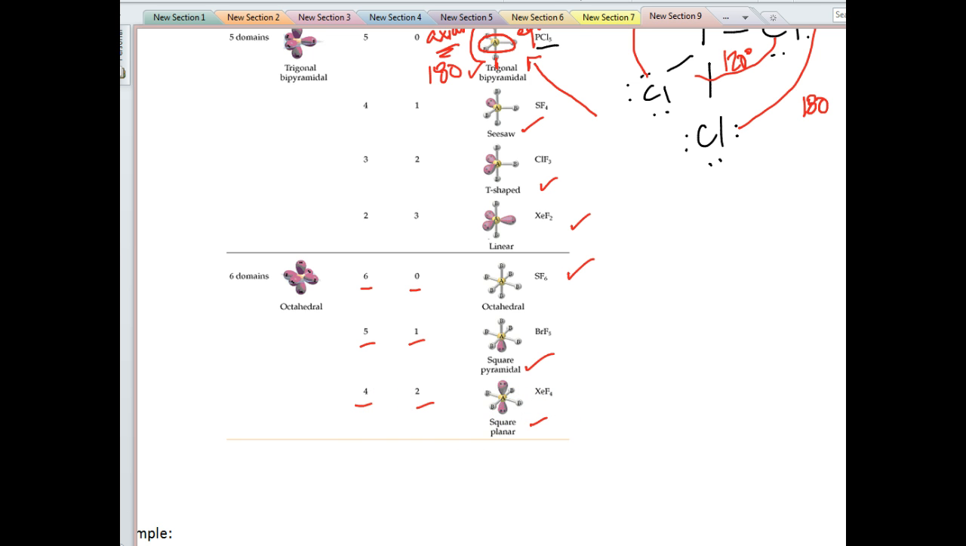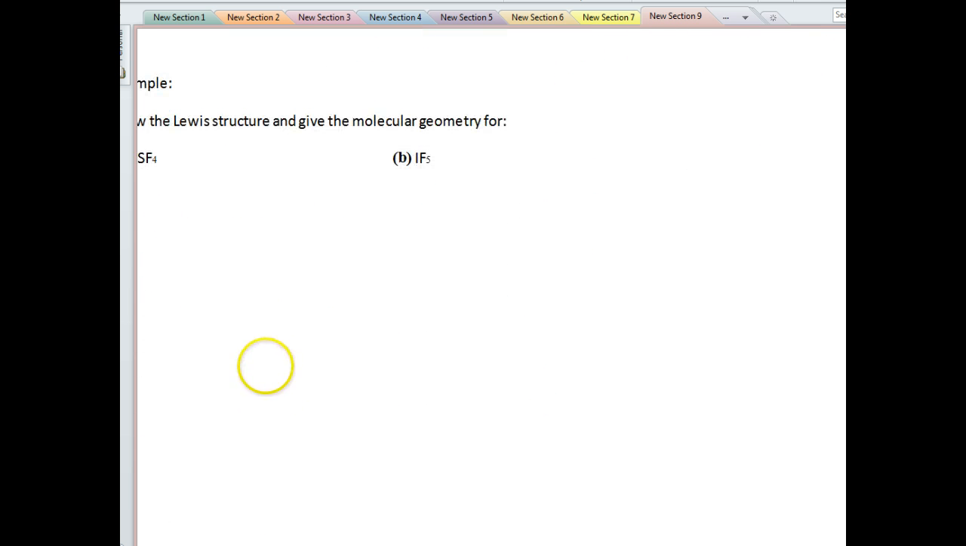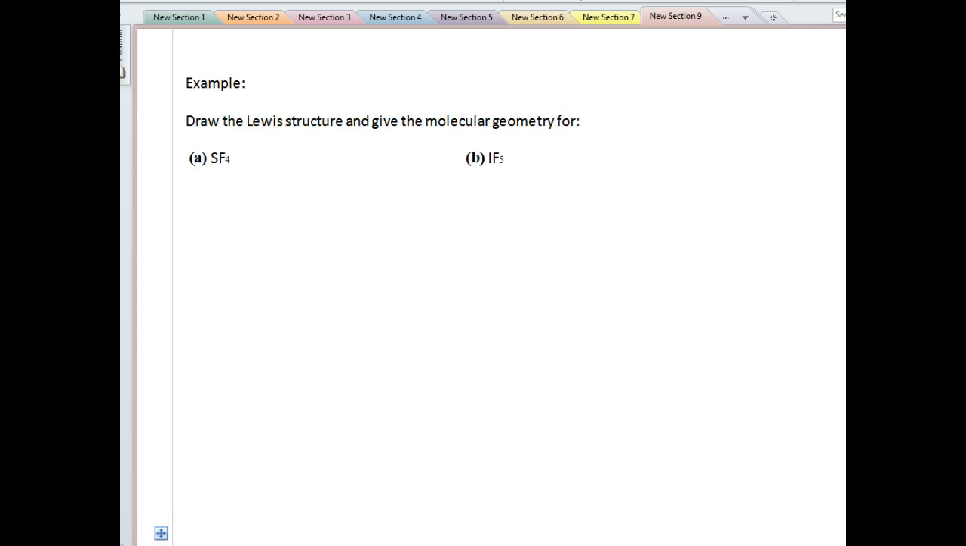So I'm going to give you a couple examples down here on how to use these so that we are ready for practice problems that we will do tomorrow in class. So let's try this out. Okay, so the first example we're going to use is SF4. So let's go ahead and try to draw this SF4 example.